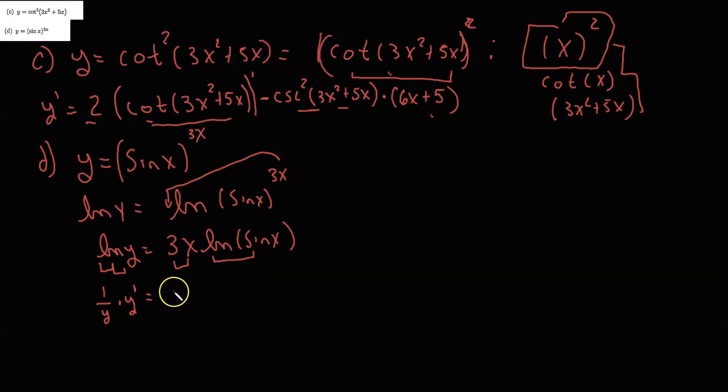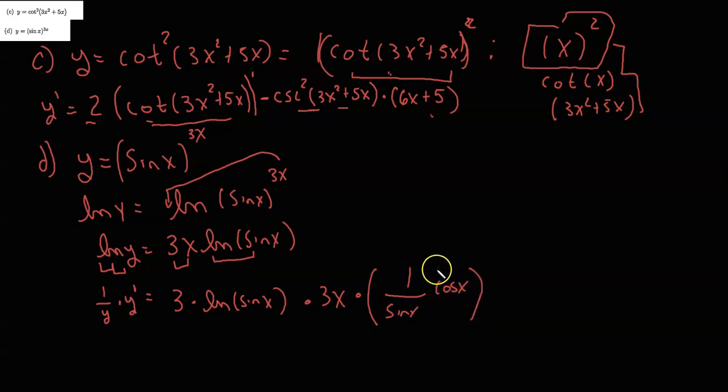Alright, derivative of the first times the second. That's my mistake. I was taking the derivative too early. Derivative of the first times the second plus the first times the derivative of the second. 1 over sine x, cosine x. Right? Got it this time?